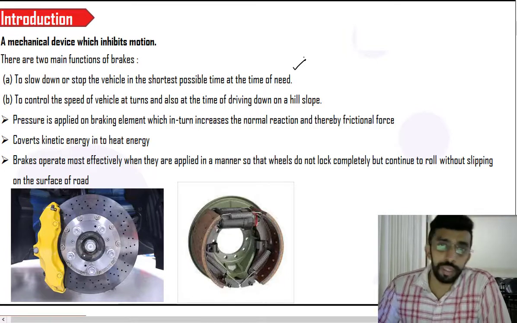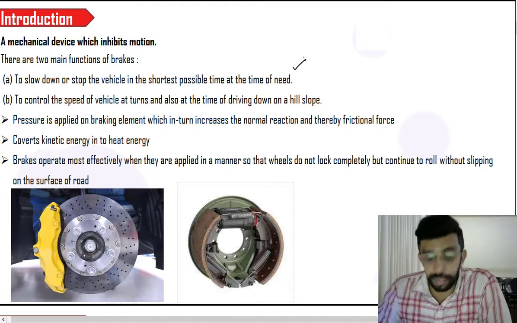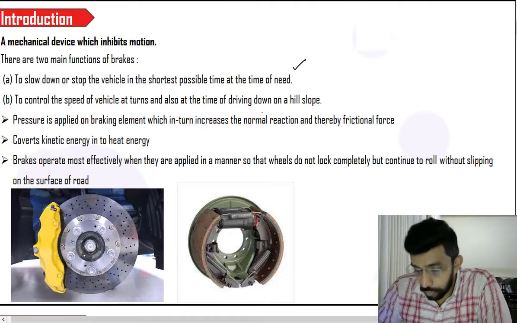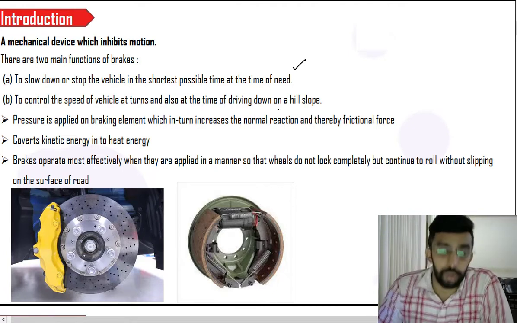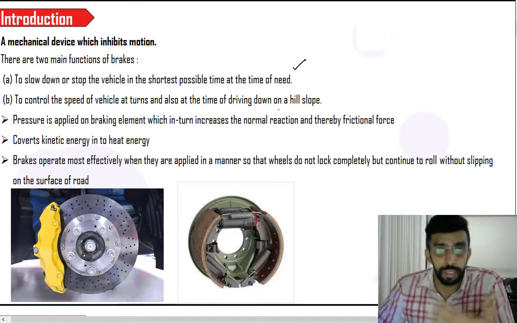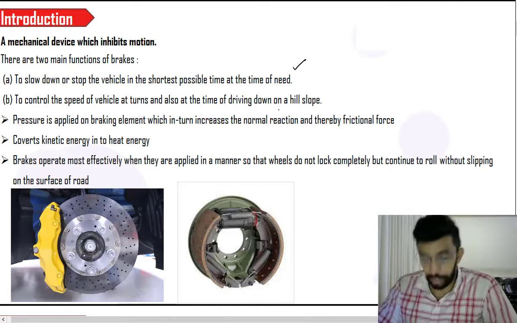the brake should serve the purpose. And the second one is to control the speed of the vehicle at turns and also when driving down a hill slope. So whenever we go down a hill slope, we have to control. So control, reduce, stop. That's how the basic function of a brake is defined.